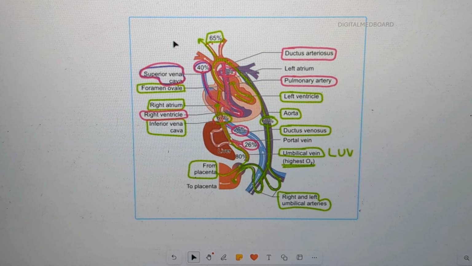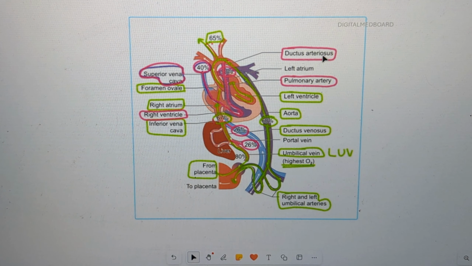The blood from the body above the diaphragm drains into the superior vena cava, which contains 40% oxygenated blood. This blood enters the right atrium, then flows into the right ventricle through valves. From there, it flows into the pulmonary trunk, where it has 50% oxygenated blood. Since the lungs are non-functional, most of this blood bypasses the lungs via the ductus arteriosus, reaching the aortic arch.